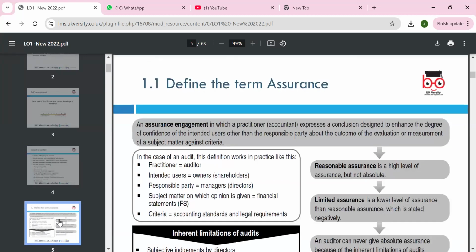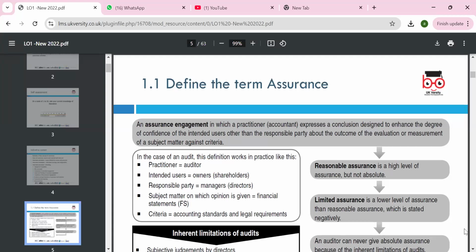So we'll go through the definition of assurance. In an assurance engagement the practitioner, who is an accountant, expresses a conclusion designed to enhance the degree of confidence of the intended users and other responsible parties about the outcome of the evaluation or measurement of the subject matter against the criteria. That is quite crucial. The practitioner can be the auditors, the intended users can be shareholders, the responsible parties the managers, and the subject matter is the opinion about the financial statements.